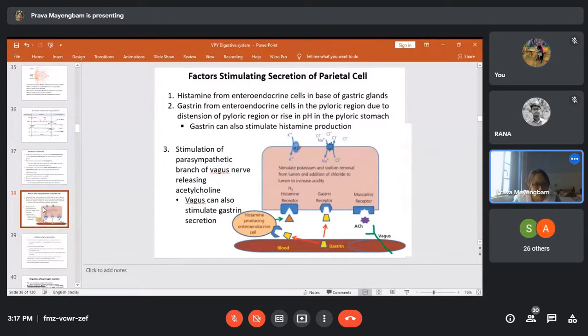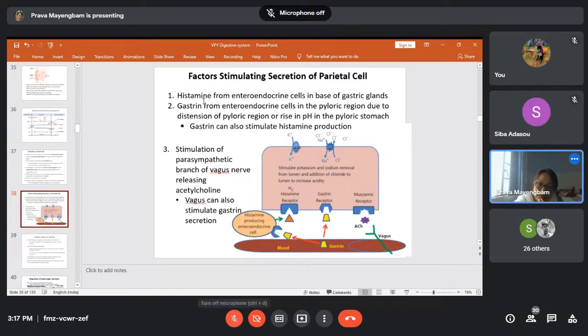So next, another point is, what are the factors that will regulate the secretion of these cells? First, we'll discuss the secretion of the parietal cell. Who will stimulate the secretion of the parietal cells? So there are mainly three factors. The first one is histamine. Okay, histamine. Do you remember what is histamine?